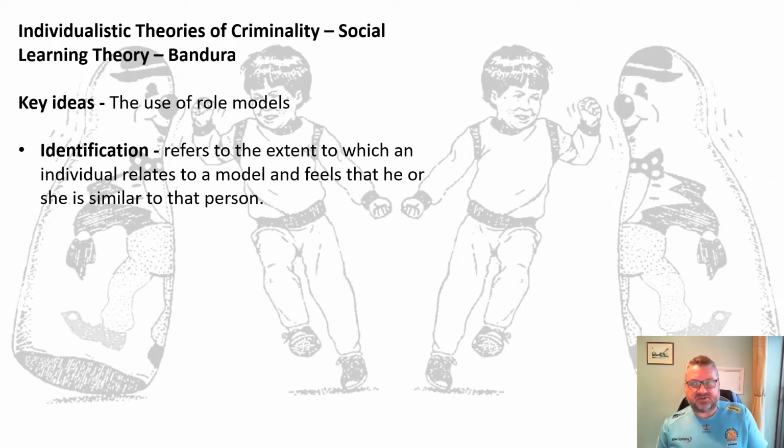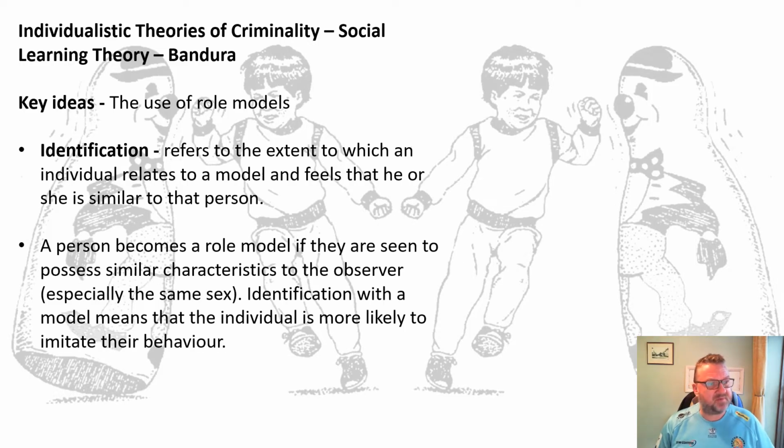And some key terms here. Identification refers to the extent to which someone relates to a model and feels that he or she is similar to that person. A person becomes a role model if they're seen to possess similar characteristics to the observer. Usually the role model is of the same sex. Identification with a model means the individual is more likely to imitate their behaviour. So if you identify with the person, we're more likely to copy them, imitate them, be like them.